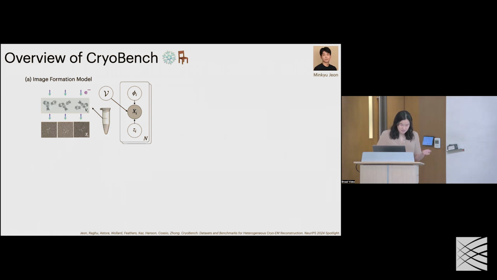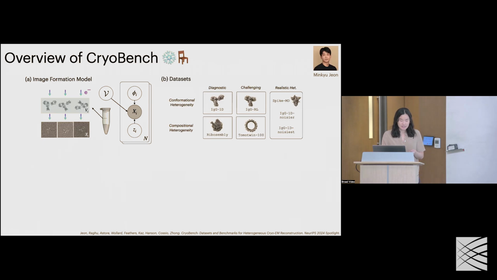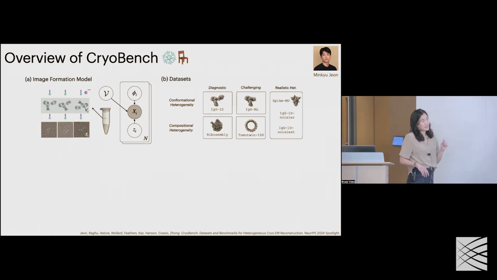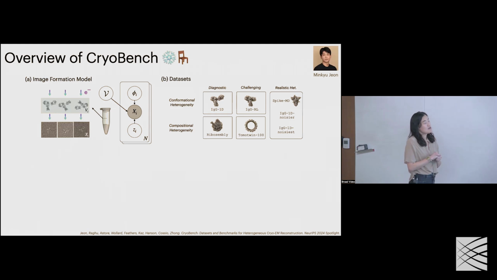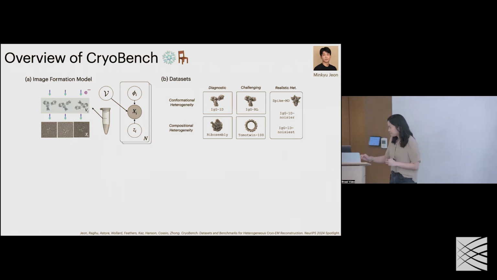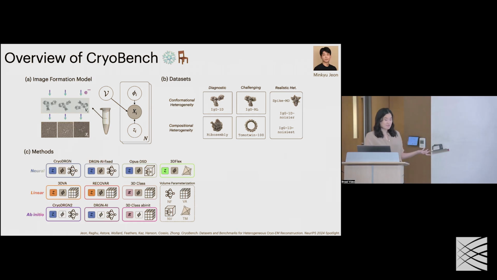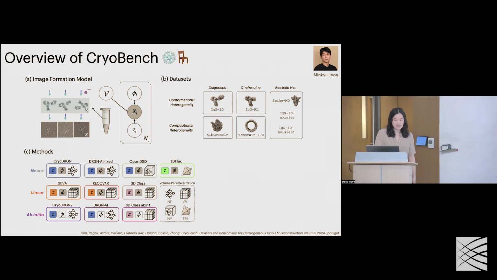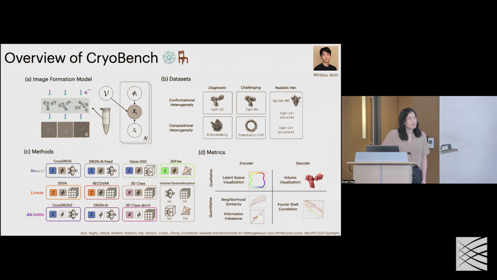And so in CryoBench, this was led by Minkyu, a graduate student in the group. We built a large synthetic data set, modeling different types of heterogeneity. I'll go over that briefly. And then we benchmarked 10 different methods, both deep learning based, linear, nonlinear, ab initio methods, and also came up with new metrics and ways of comparing these different heterogeneous reconstruction methods.